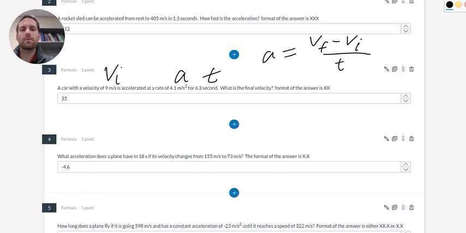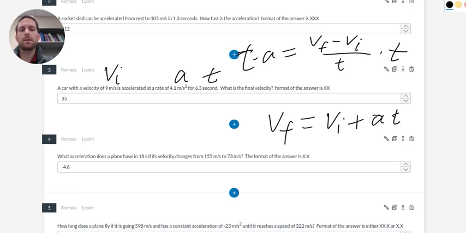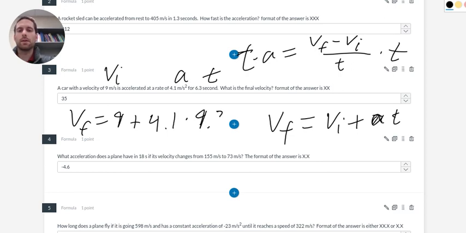And we have to solve for final, so multiply both sides by t, and then add vi. So v final is v initial plus a times t. So v final is 9 plus 4.1 times 9.3. Or no, 6.3.